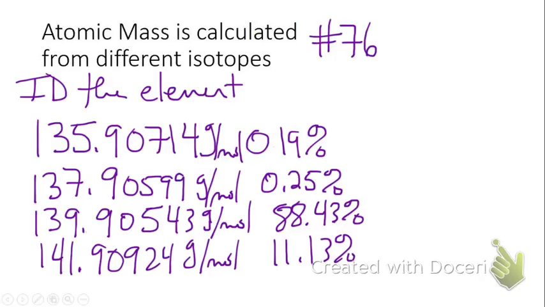So, with this information, we will be able to ID the element that we're trying to find. So how do we do that? Well, what we do is we take the sum of the molecular weight times the abundance of that isotope, and we just add all those together, and we'll get the molecular weight, or the atomic mass of the element that's found on the periodic table.